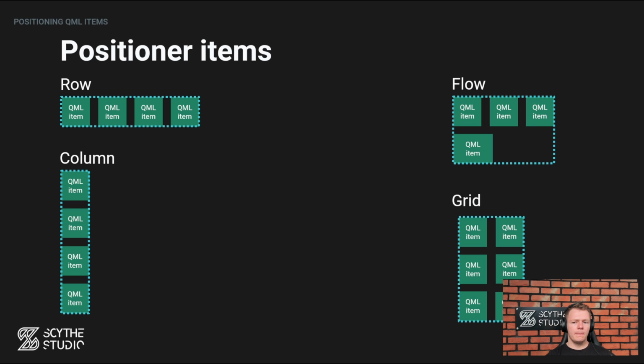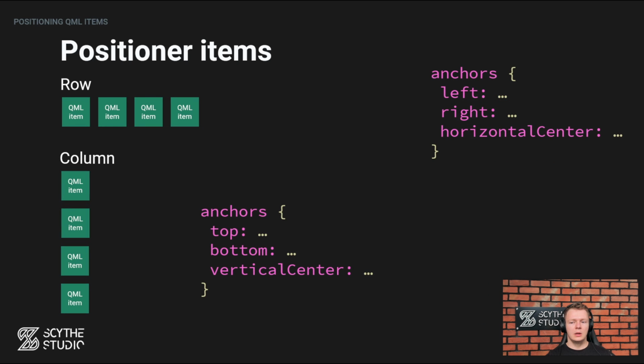It is worth noting that anchors of items inside a positioner cannot be set in the same dimension as the positioner is placing them. The whole positioner will then just stop working. It means that you cannot set any of the horizontal anchors inside a row or any of the vertical anchors inside a column. When to use positioner items?